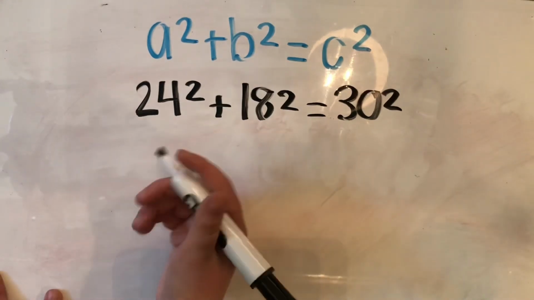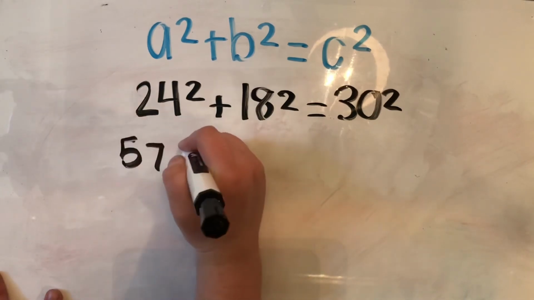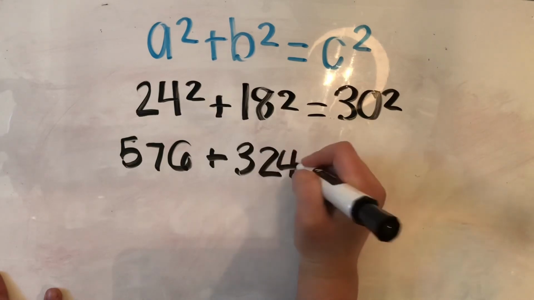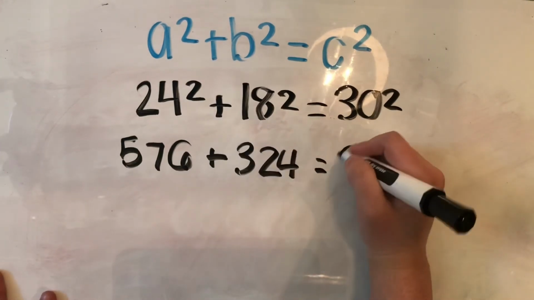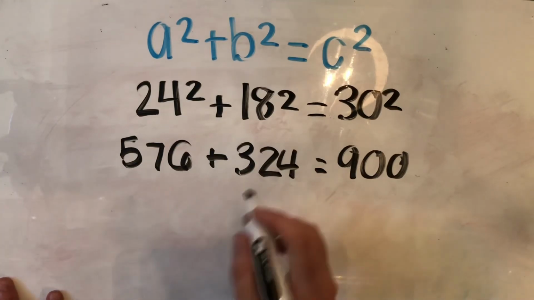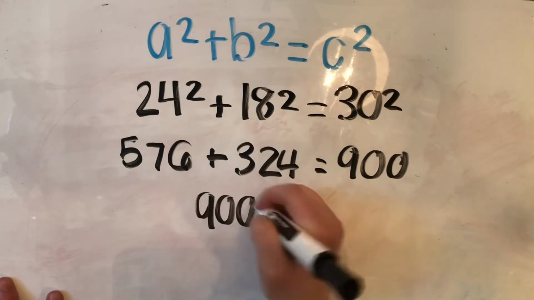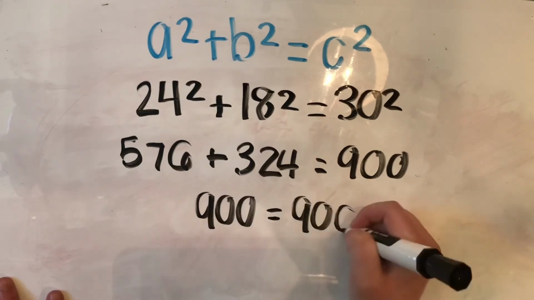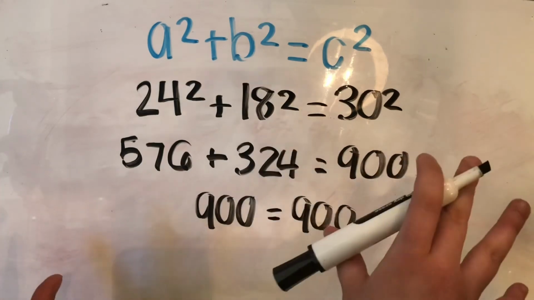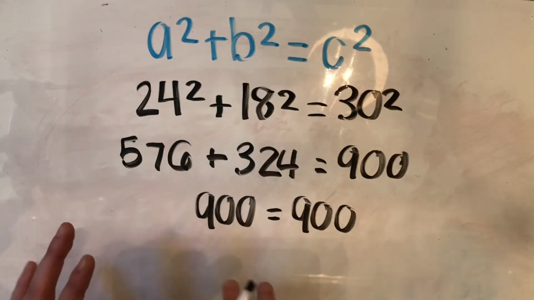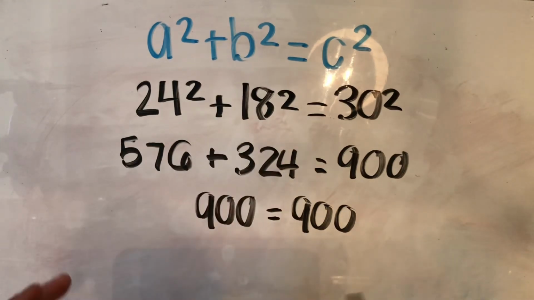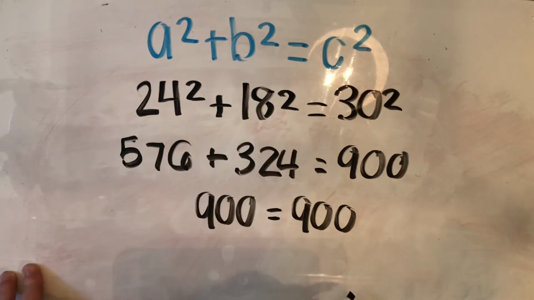So 24 squared is 576. 18 squared is 324. And 30 squared is 900. So we add up 576 and 324 and we get 900. So we know 900 is equal to 900. And remember, a squared plus b squared equals c squared is the equation of a right triangle. And we know that 900 is equal to 900, so these measures belong to a right triangle.